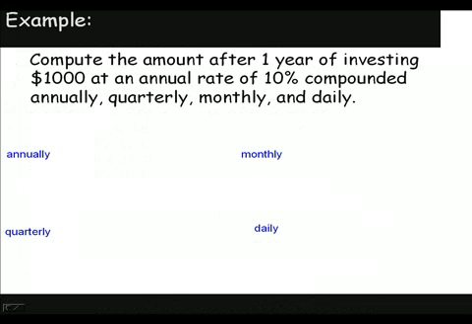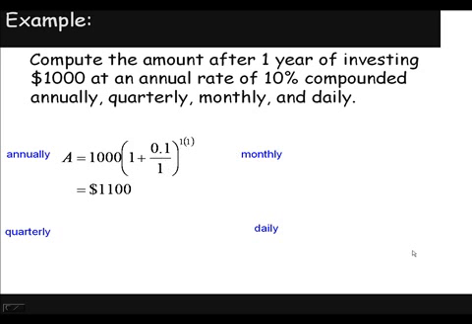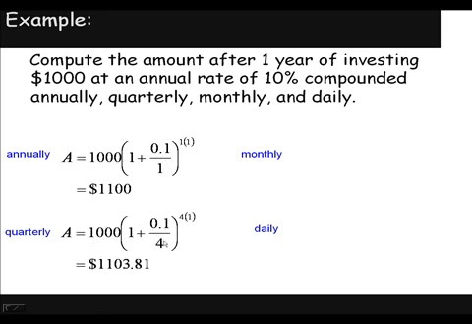In these examples, we're going to compute the amount after 1 year of investing $1,000 at an annual rate of 10% compounded annually, quarterly, monthly, and daily. So if we compound annually, that's once per year, we use the formula A, amount, equals 1,000, that's how much money we put in, times 1 plus our rate, 10%, divided by 1, all to the 1 times 1 power. That's annually. If we go quarterly, 4 times per year, the 1,000 is the same. That's the amount we invest. The 1 is the same, plus 10% divided by 4. This is how many compounding periods there are. There's 4, and then 4 to the 1 times 1.